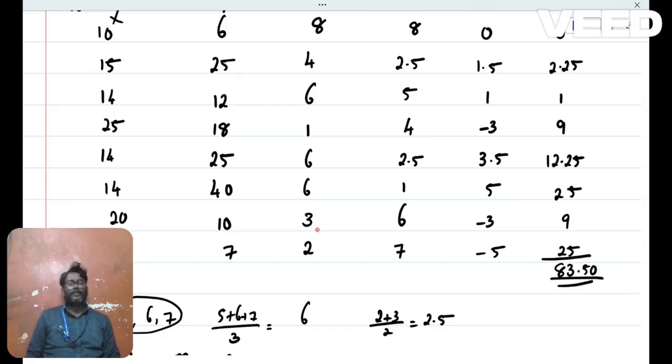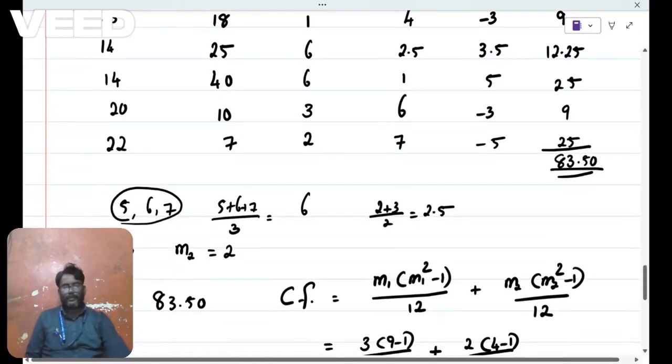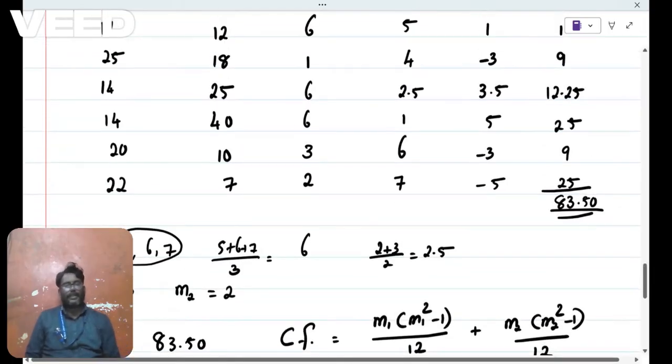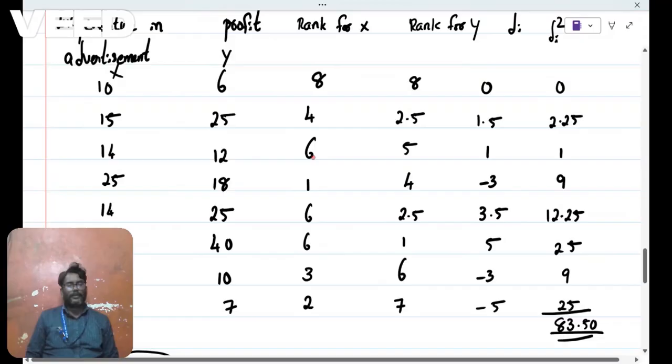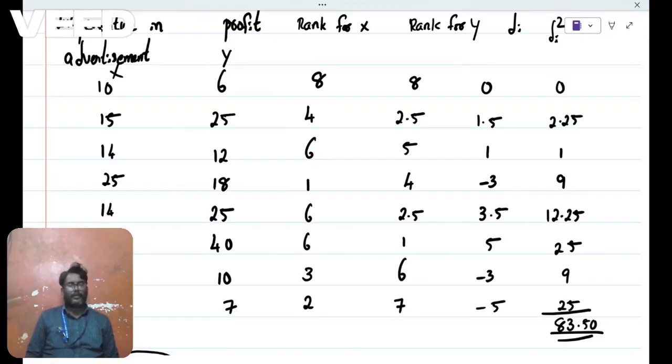Next, the rank for the Y. In Y the largest value will be 40, which is assigned as 1. The second largest value will be 25, which appears twice. Now for the repetition, we take M2 as 2, and the ranks will be 2 and 3, and the average will be 2 plus 3 by 2, which is 2.5. So for 25, we'll assign 2.5 and 2.5. The ranks 2 and 3 are over.